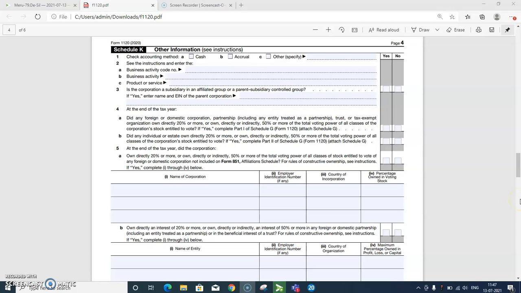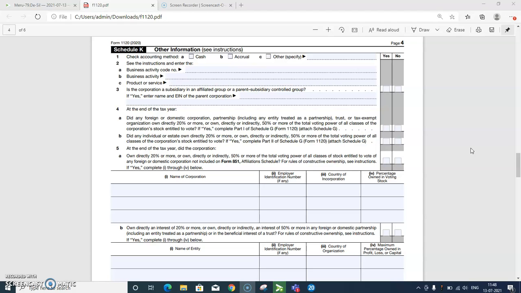Now coming to question number 4, constructive ownership of the corporation. At the end of the tax year, for the purpose of question 4, the constructive ownership rules of section 267(c), excluding section 267(c)(3), apply to ownership of interest in corporation stock, and ownership of interest in the profit, loss or capital of a partnership. If the corporation checked yes to question 4a or 4b, complete and attach Schedule G, Form 1120, information on certain persons owning the corporation's voting stock.